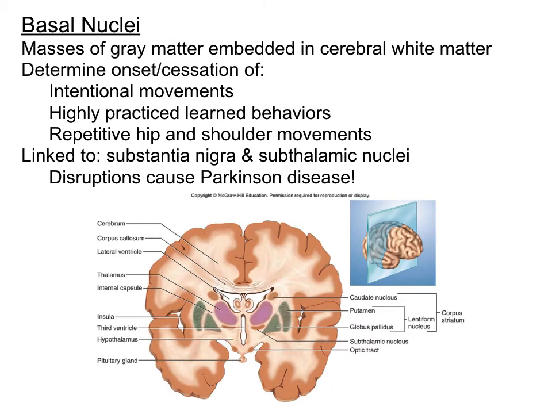Now I want to take a moment and talk about those basal nuclei that have been mentioned previously. The basal nuclei are masses of gray matter embedded in your cerebral white matter, and they primarily function to determine the onset and cessation of your intentional movements. So they're going to help you start and stop movements that you intend to do. They also assist with your highly practiced learned behaviors. So things that you have learned to do that now you don't even think about when you actually perform the activity, like writing.